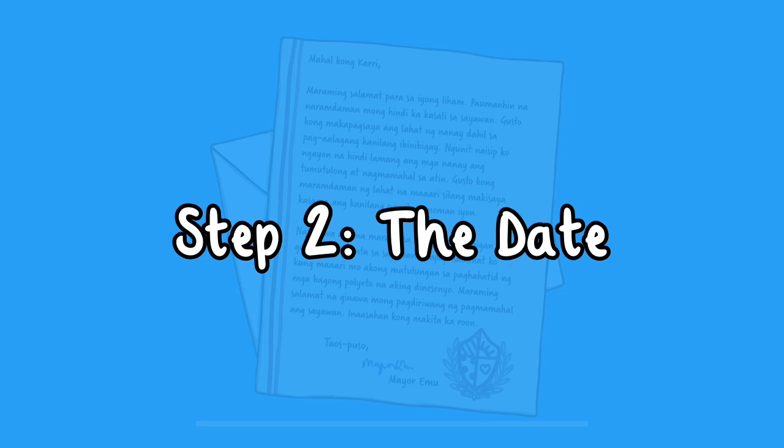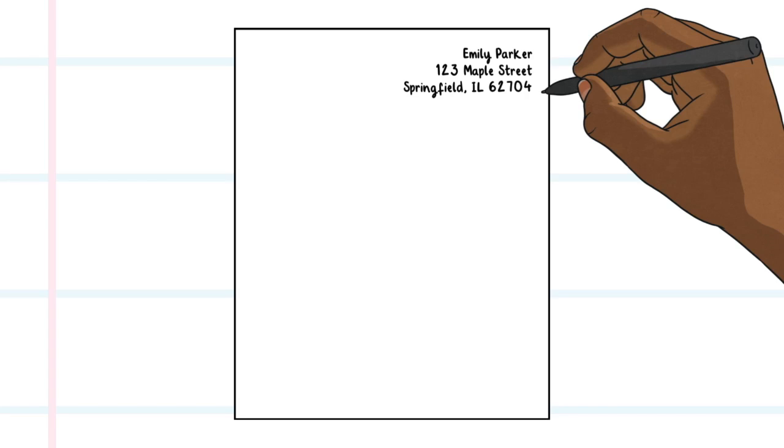Step 2. The date. Write the date right under your address. This shows when you wrote the letter. For example, August 26, 2024.